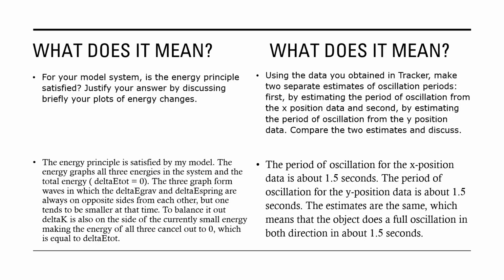The three graphs form waves in which the delta U gravity graph and the delta U spring are always on opposite sides from each other, but one tends to be smaller at that time. To balance it out, delta K is also on the side of the currently small energy, making the energy of all three cancel out to zero, which is equal to delta E total.